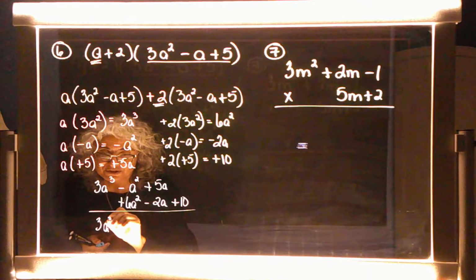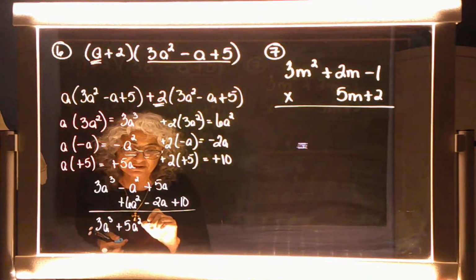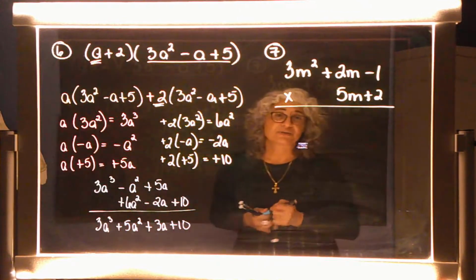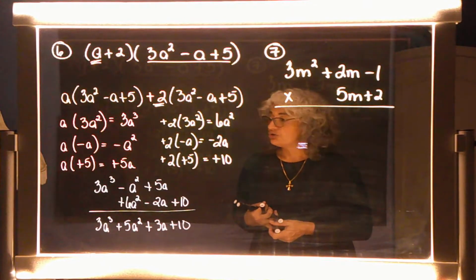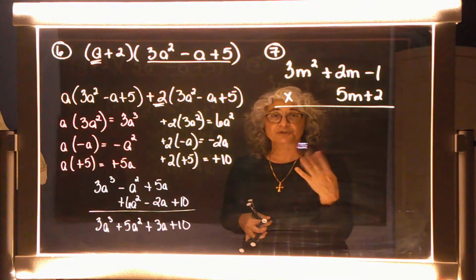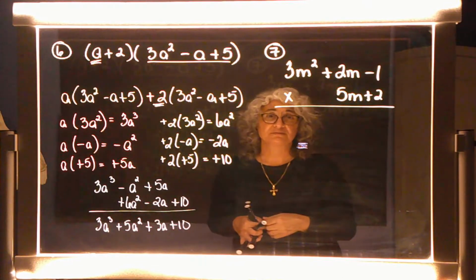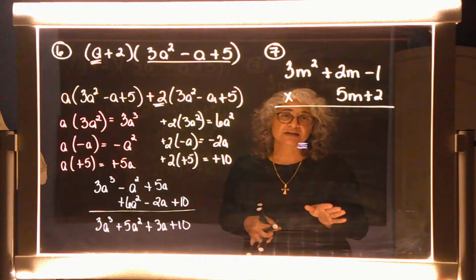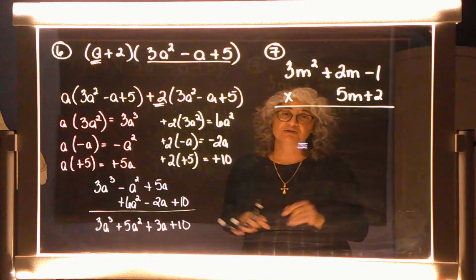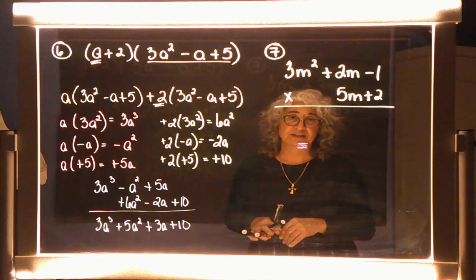So you have 3a to the third, and what do you get here? That's right, plus 5a squared, plus 3a, and then plus 10. Is there anything else I can add together? Nope. Is it in descending order? Yep. Now that's a 4-term polynomial, right? Then it's just known as a polynomial. It's not a trinomial, it's not a binomial, it's not a monomial. Since it's 4 terms, we just simply call it a polynomial. What degree is it? Yeah, that's a 3rd degree polynomial, isn't it?